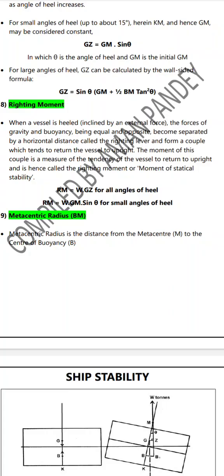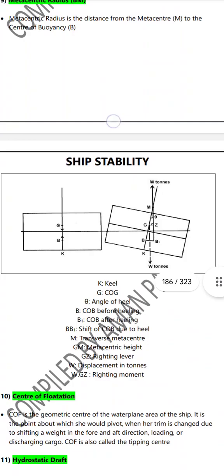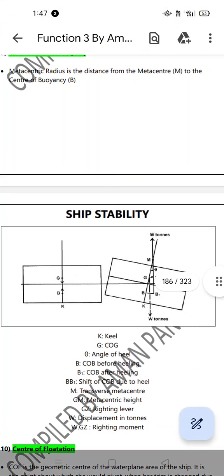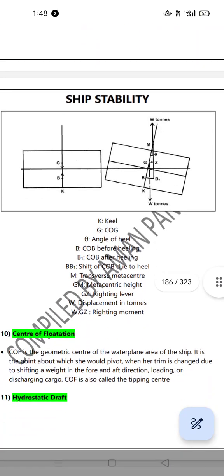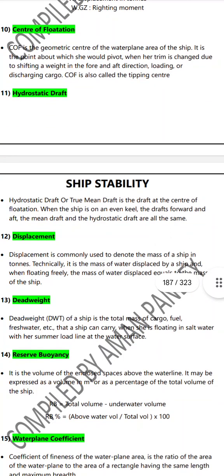Metacentric radius, that is BM. Metacentric radius is nothing but the distance between the center of buoyancy and the metacenter M. Center of flotation is the geometric center of the water plane area of the ship, the point about which the ship trims when her trim is changed due to a shift in weight in the fore and aft direction, loading or discharging cargo. So it is also called the tipping center.